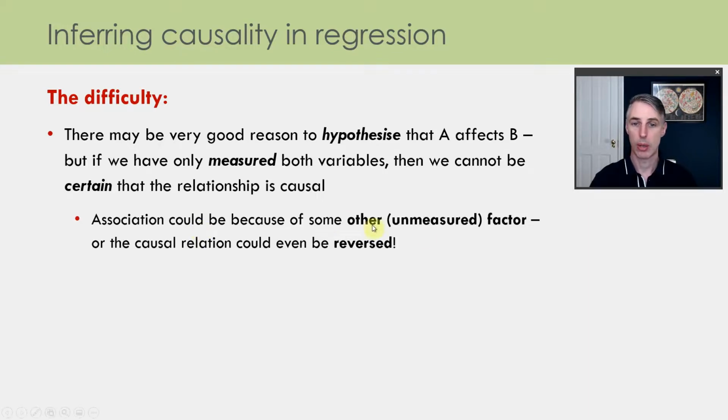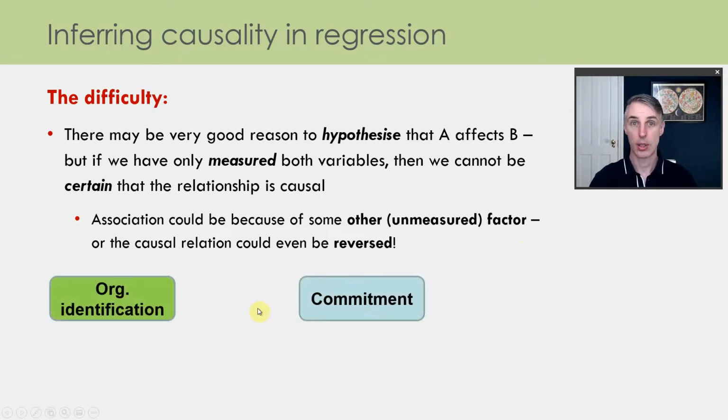It could be because of some other unmeasured factor. There could be big confounds of variable A, some other thing we haven't measured that is confounded with variable A. Or there could be some third variable that is actually the cause of both A and B. Or the relationship between A and B might be entirely the reverse.